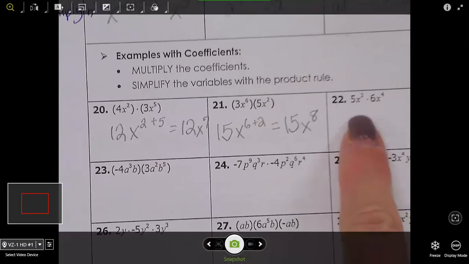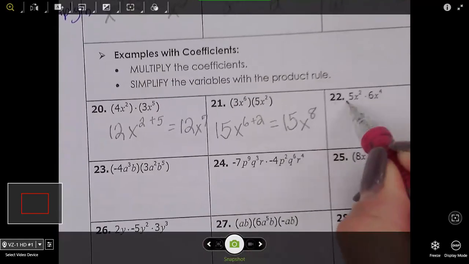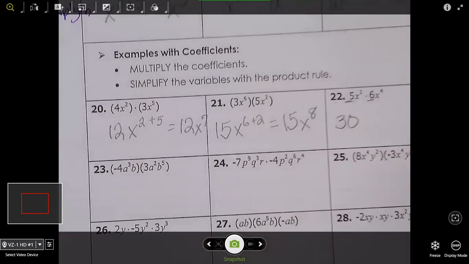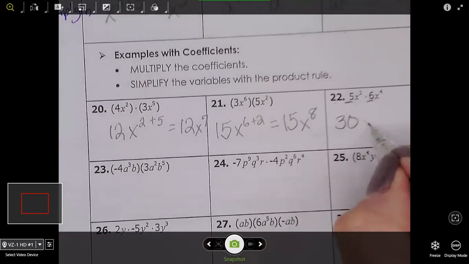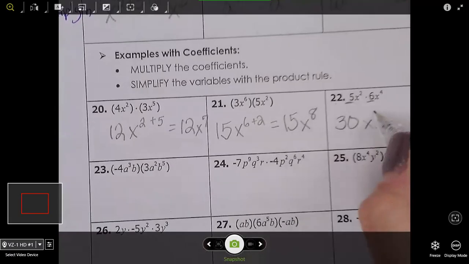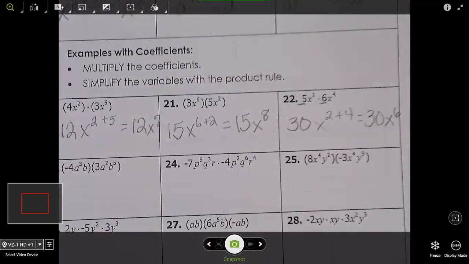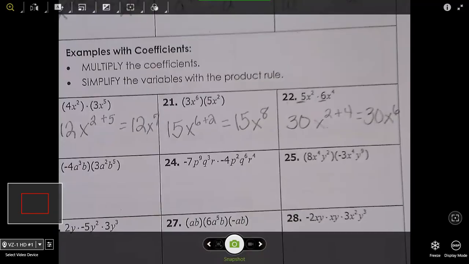Okay, now number 22 is the same type of problem, but now I've written it without the parentheses. So I'm going to multiply the coefficients, which means I'm going to add the exponents. So I have 30x to the 6. If we multiply the coefficients, we're going to add the exponents.